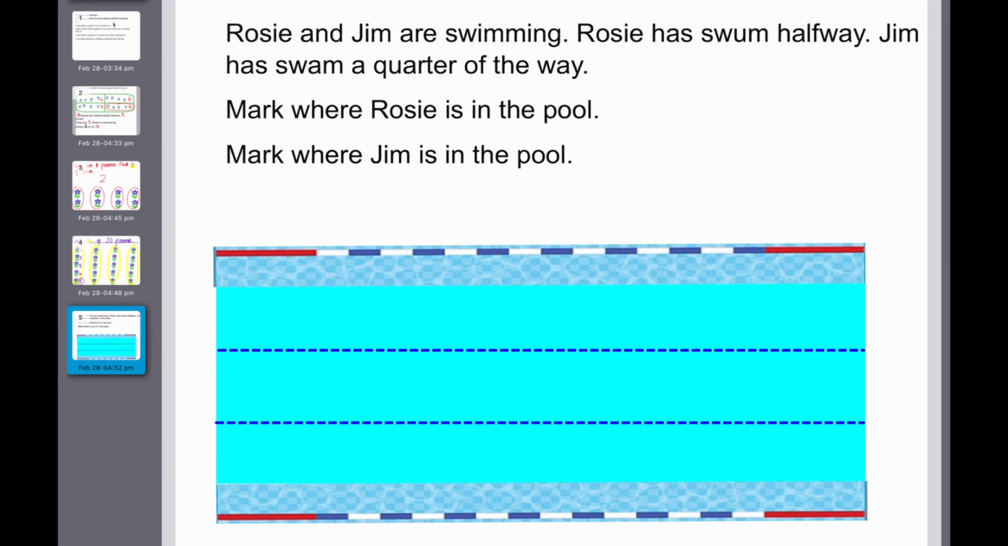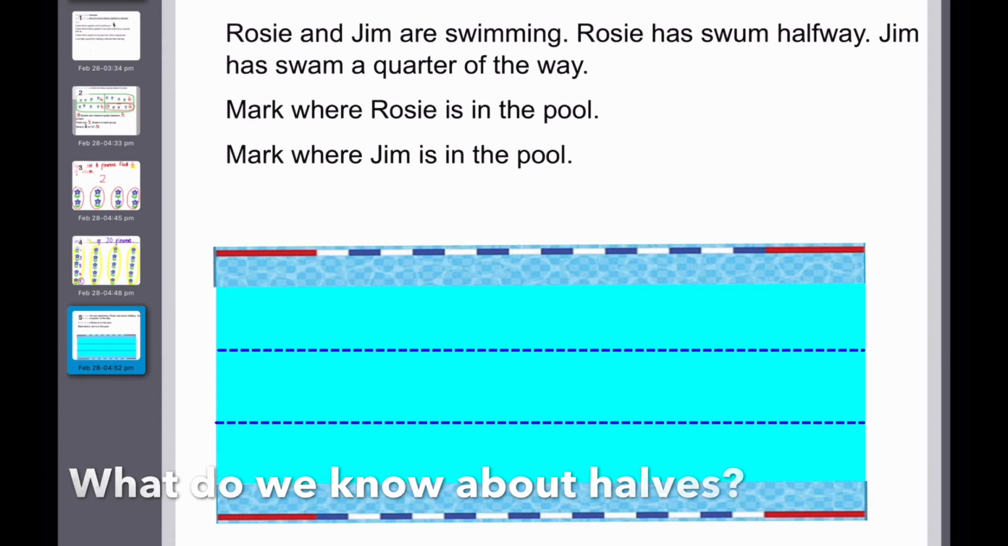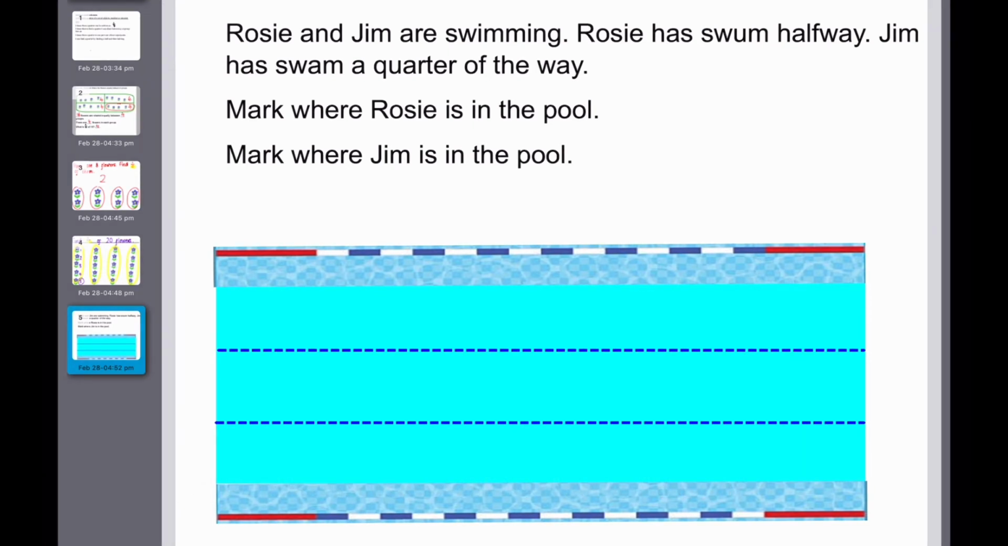Let's solve this problem together. Rosie and Jim are swimming. Rosie has swum halfway. Jim has swum 1/4 of the way. Mark where Rosie is in the pool. Mark where Jim is in the pool. Think back to last week when we were looking at halves. What do we know about halves? A half is one of two equal parts.